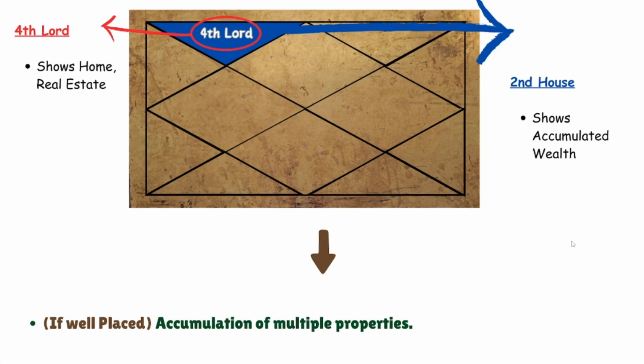Now, the fourth lord shows home, real estate, and the second house shows accumulated wealth. So, if this placement is well placed, then definitely what are you accumulating? You're accumulating multiple real estate, multiple properties. So, this is a good placement to have properties. Again, complete analysis of the chart is needed. We are just talking about a single placement here.